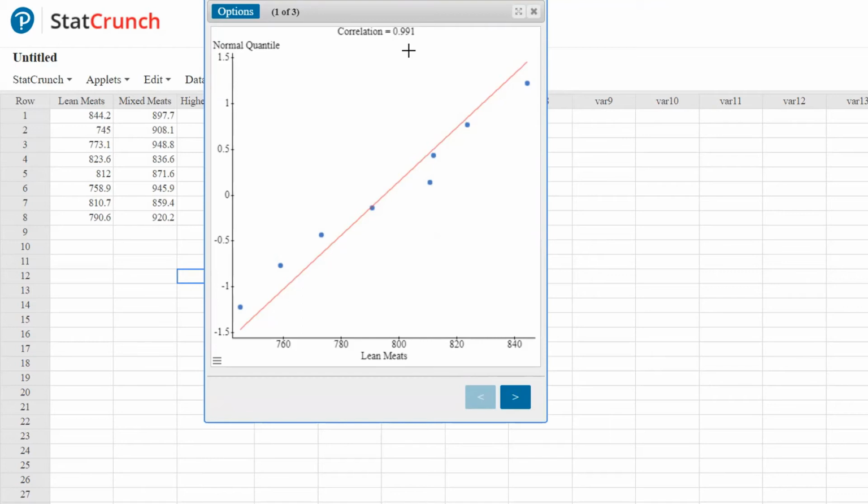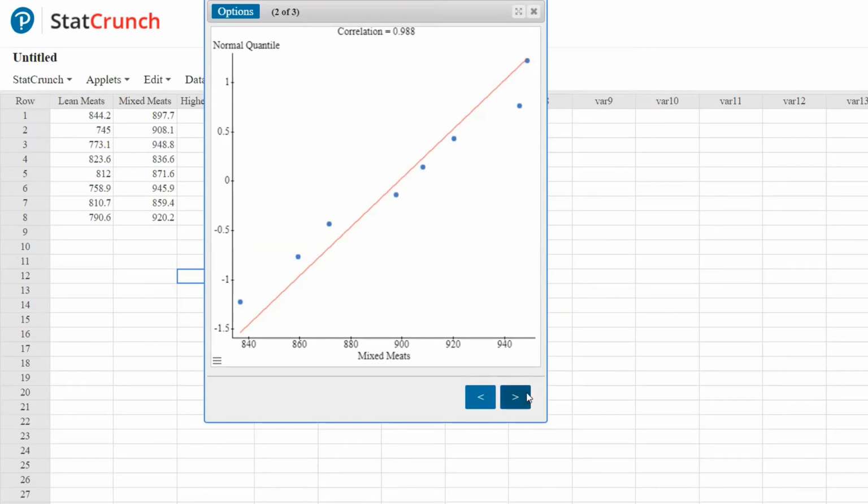So the correlation coefficient for the lean meats is 0.991. Now I'm going to move to the next graph here, and this is for the mixed meats. And so again, I can see that is somewhat linear, and we have a correlation statistic of 0.988. So I'm writing that down on my paper.